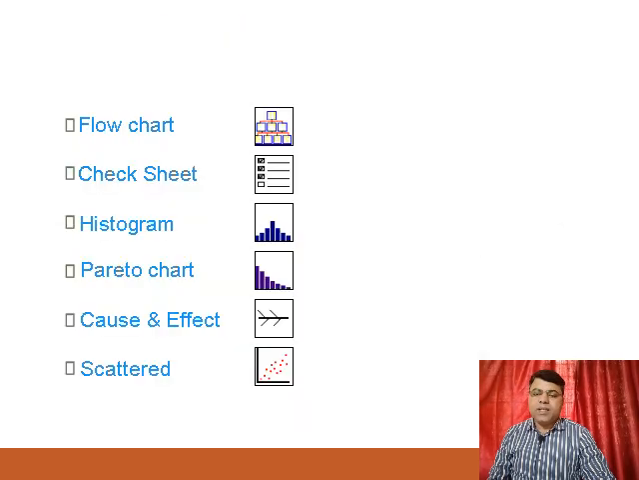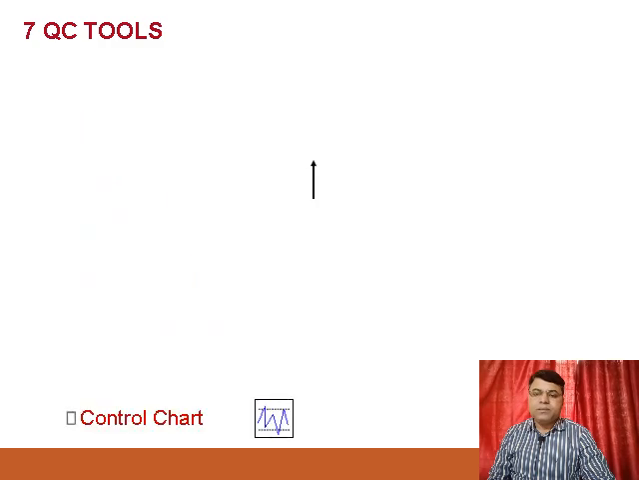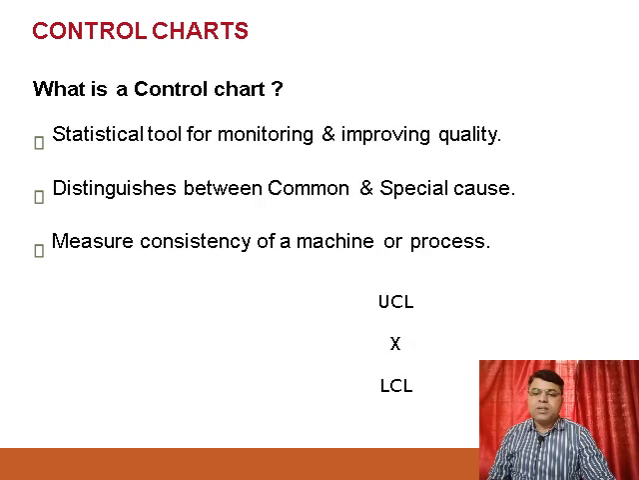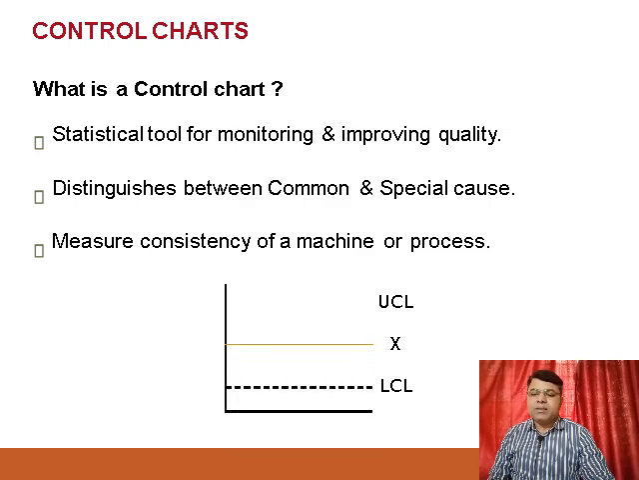Then the next tool is the control chart. So the control chart is the most important tool because it is used for monitoring and improving quality, distinguishes common and special causes, and measures consistency of machine or process. By using this control chart, there are two limits, upper control limit and lower control limit.